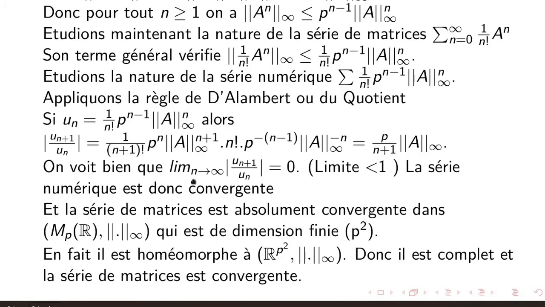When we let n tend towards infinity, we see that the limit of the absolute value of the ratio, proportional to 1 over n plus 1, is 0. So, this limit being strictly less than 1, D'Alembert's rule states that the numerical series is convergent. Therefore, the series of matrices is absolutely convergent, and we can conclude that it is therefore convergent. It is enough to recall that the space M_p(R), with this norm, is of finite dimension p squared. In fact, it is homeomorphic to R to the power p squared with the infinity norm, which is complete, thus our space being complete. The absolute convergence implies convergence, and therefore the series of matrices is convergent.